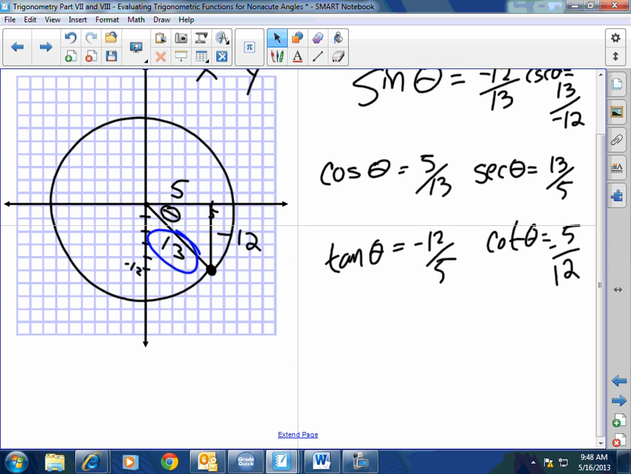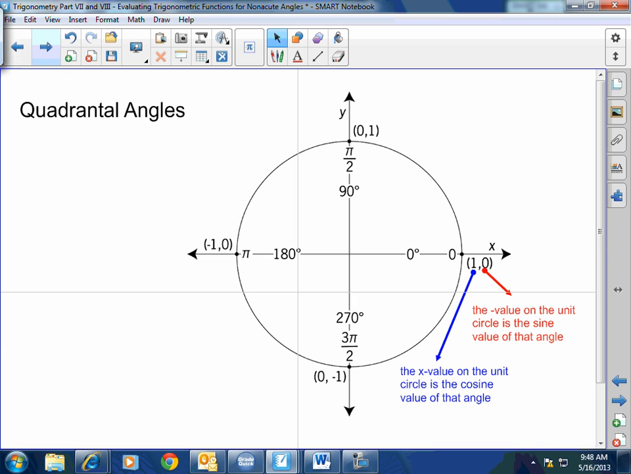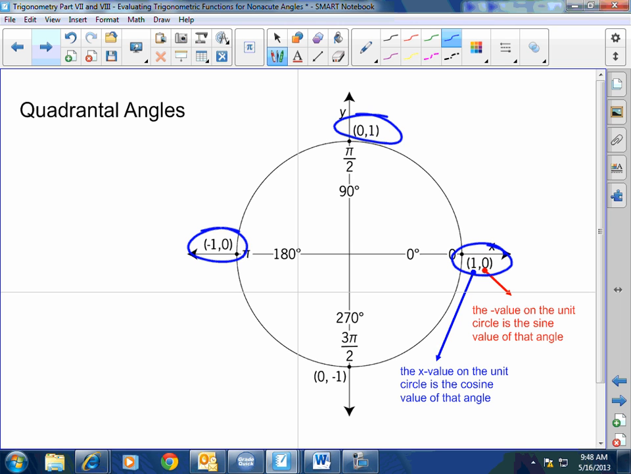Everyone with me so far here? Okay. Remember your quadrantal angles, guys. I know we've seen this before 100 times. Yes, I understand that. I need you guys to understand this, though, for real. On the unit circle, every point on the circle represents the x value as the cosine, and the y value as the sine, okay?